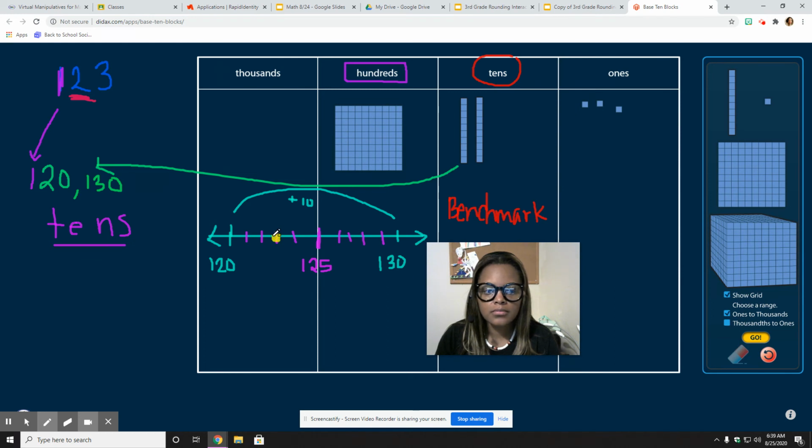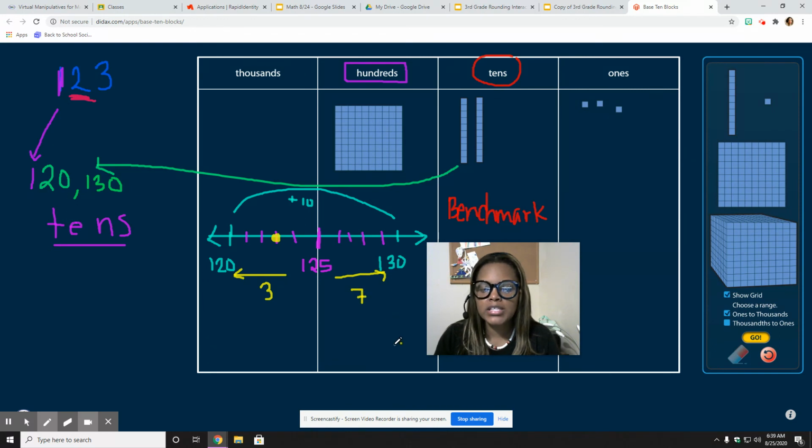Okay, 123. Now, rounding is very, very easy. We're going to count our jumps to the left, and we're going to count our jumps to the right. And whichever direction has the least amount of jumps, that is 123 rounded to that nearest 10. So let's count our jumps to the left. We have 1, 2, 3. We have 3 to the left. And let's see how many we have to the right. 1, 2, 3, 4, 5, 6, 7. We have 7 to the right.